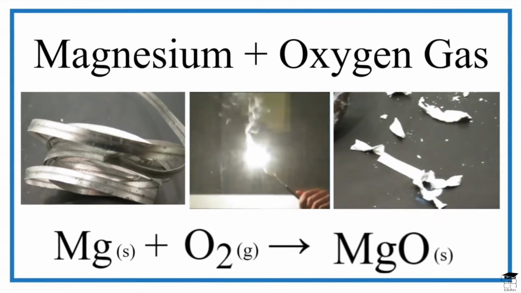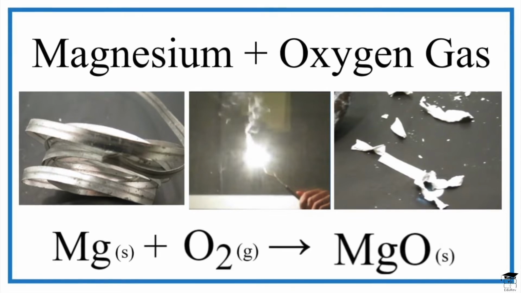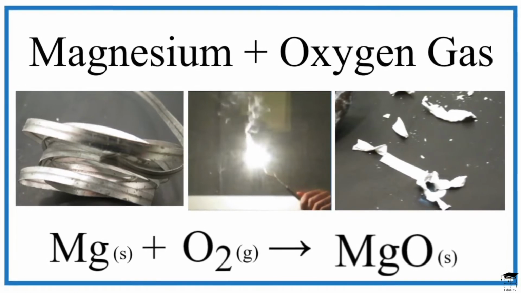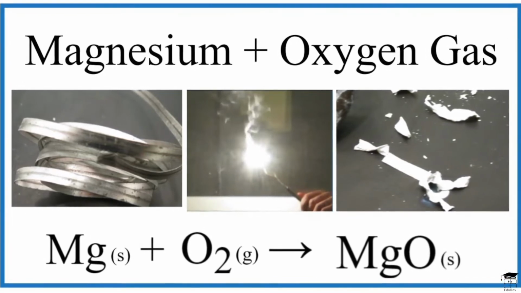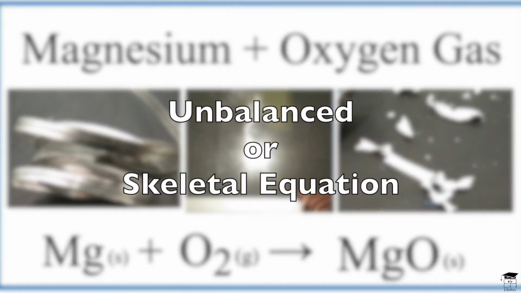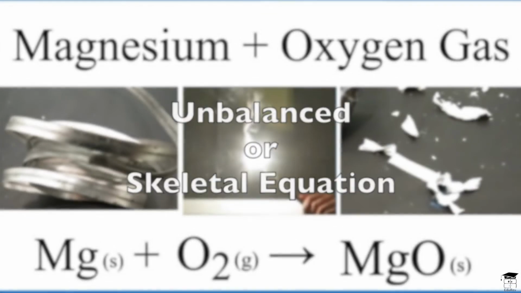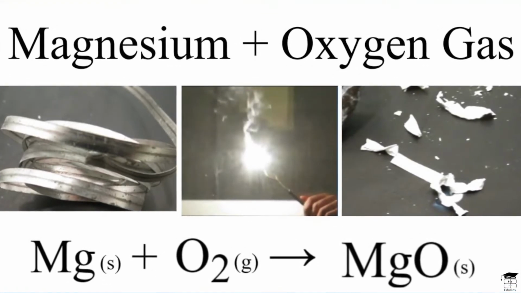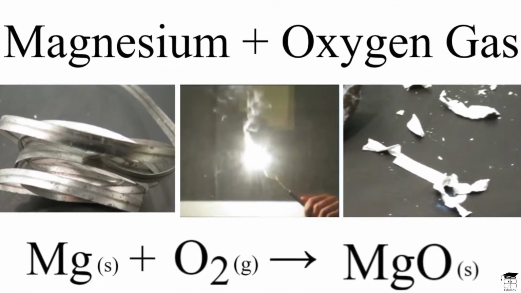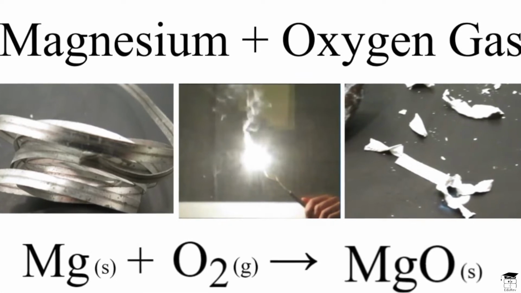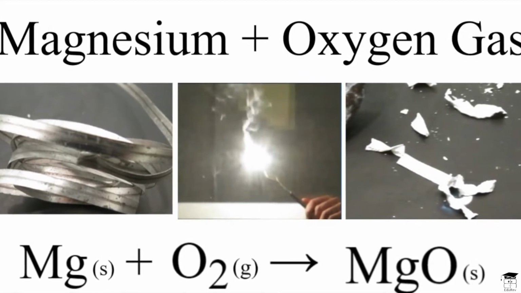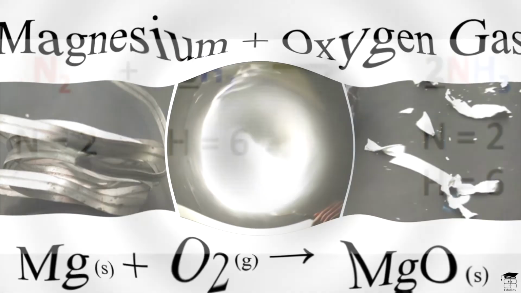In our previous example, we saw that the number of atoms of each element were different on either side of the arrow. Such an equation is called an unbalanced equation or a skeletal chemical equation. But this equation just gives an overview of the reactants and products. It does not tell the actual amount of each chemical compound involved.